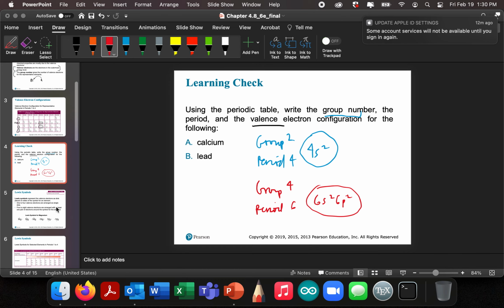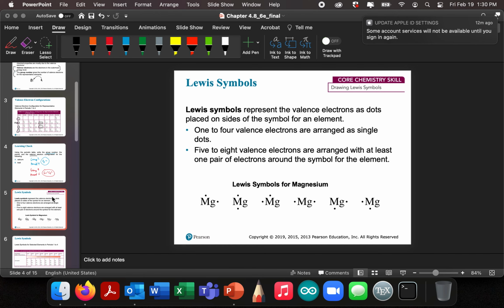Okay, now that we know that, we're going to actually symbolize these valence electrons by using something called Lewis symbols. Lewis symbols represent the valence electrons as dots placed on the outside, like I did in a previous slide up here with A and B, right? So what we do is we put all of the dots on the outside of the symbol for an element, and we only show the valence electrons. We don't show the innermost electrons.